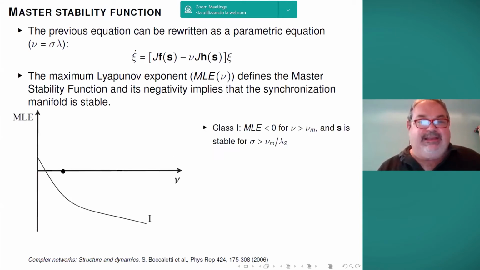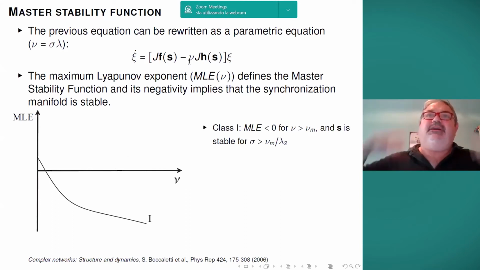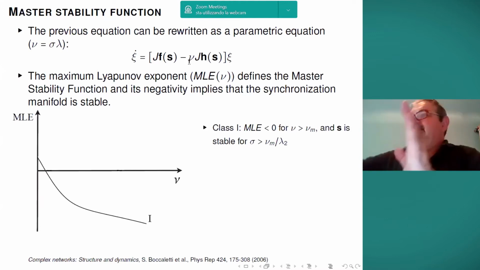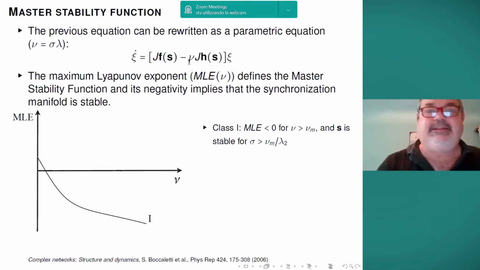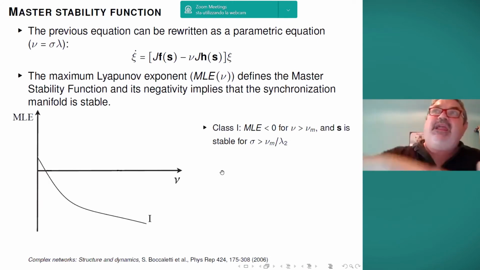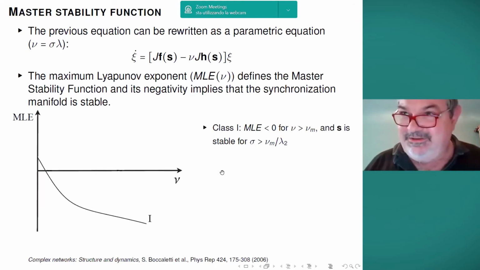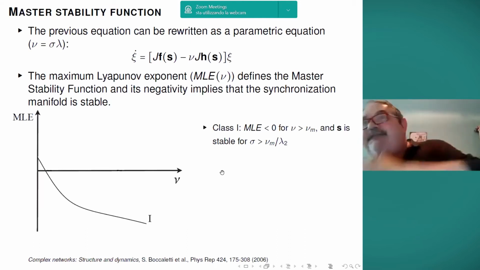And the idea is exactly this. So I have nu here, I have the maximum Lyapunov exponent here, and each possible network is a series of points here, because this nu is lambda sigma. So you give me a network, I go to the Laplacian, I see the spectrum of eigenvalues of the Laplacian, and this spectrum is located in some position on this axis. So if I study this function, I study the stability of the synchronization manifold for all possible networks. That's why it's called a master stability function.